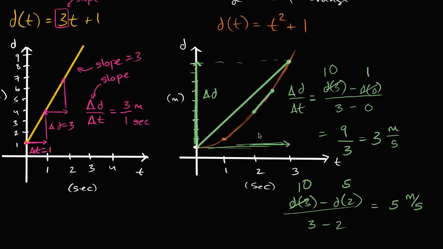And this is interesting. Our average rate of change from time 2 seconds to time equals 3 seconds is higher than our average rate of change from 0 to 3 seconds. And so it's an interesting thing to think about what happens as our change in time gets smaller and smaller and smaller. And that's actually what we're going to be thinking about in calculus.